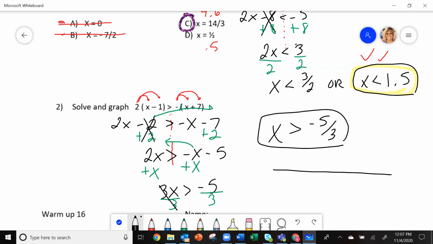And when you graph it, I go to -5/3 on a number line. Now, is it an open circle or a closed circle? It is an open circle because it doesn't have the equal to bar. It's just greater than. So it's an open circle. Greater than means to shade to the right. This is what you should have gotten.